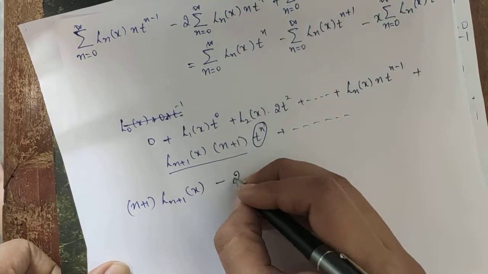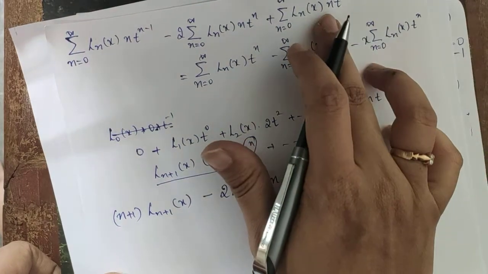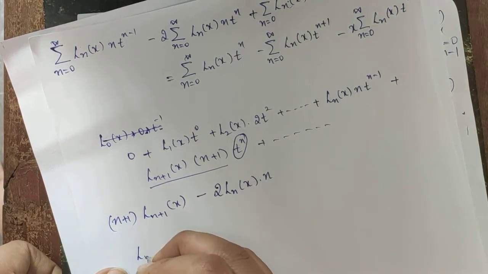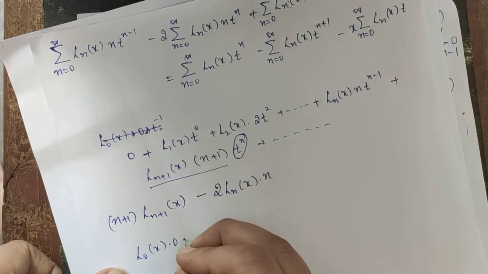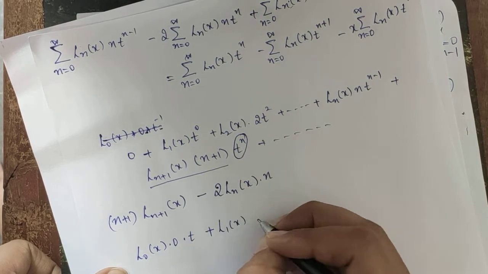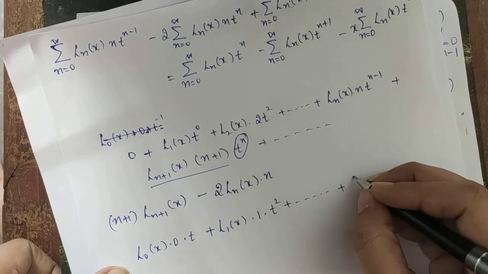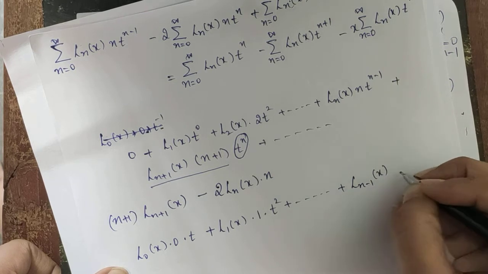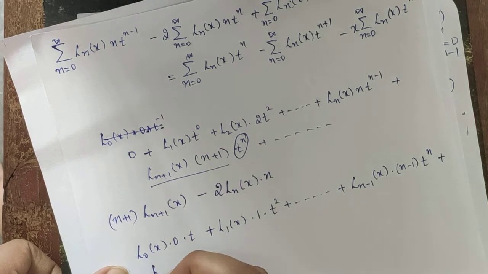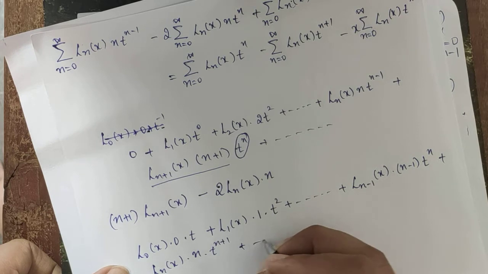I can write this as 2 ln of x into n. Again, in the third term, you can write your third term as L naught of x into 0 into t power 1 or t, plus L1 of x into 1 into t square, plus so on up to Ln minus 1 of x into n minus 1 into t power n, plus Ln of x into n into t power n plus 1, plus so on.